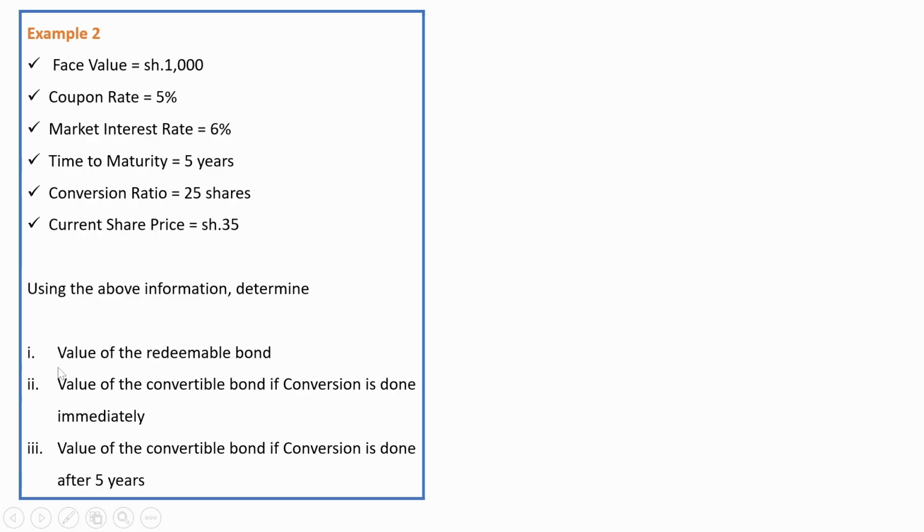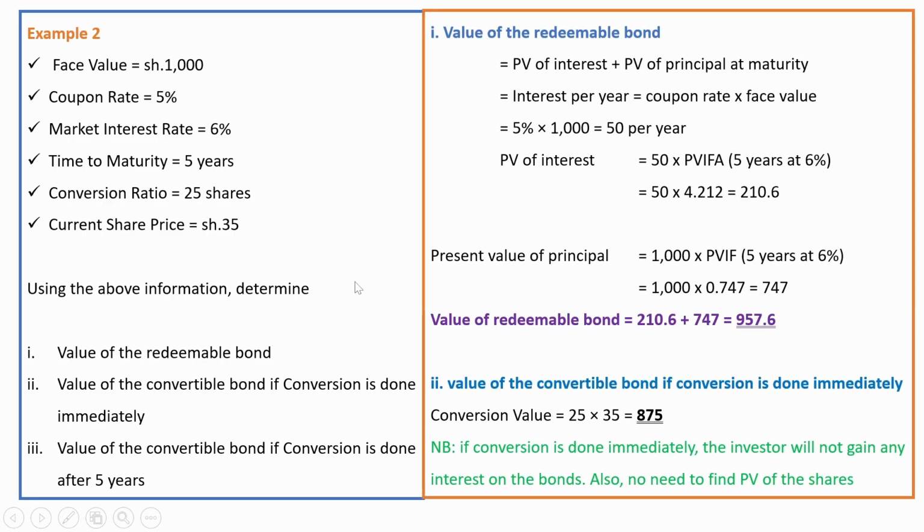So let us start with number 1. Value of the redeemable bond. In other words, here we eliminate the option to convert. We assume that the debenture will be redeemed after 5 years. As we have seen previously, we are supposed to take the present value of interest and then you add it to the present value of the principal. That will be the value of the redeemable bond. So this is the solution for number 1.